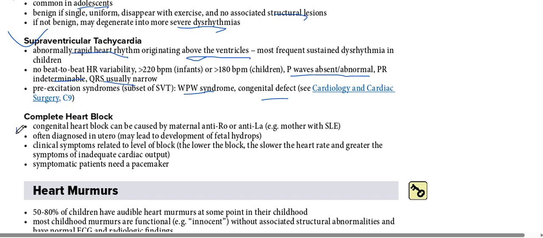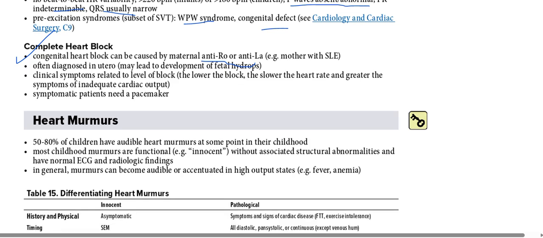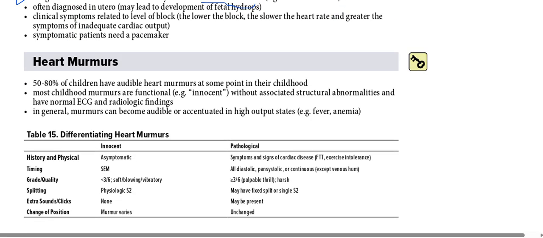Then, complete heart block. Congenital heart block can be caused by maternal anti-Ro and anti-La. Something new for me: a mother with SLE can lead to congenital heart block. It is diagnosed in utero. Clinical symptoms are related to the level of the block. A symptomatic patient needs a pacemaker. It is associated with SLE and can lead to fetal hydrops as well.